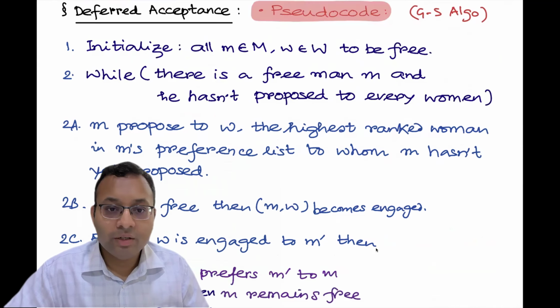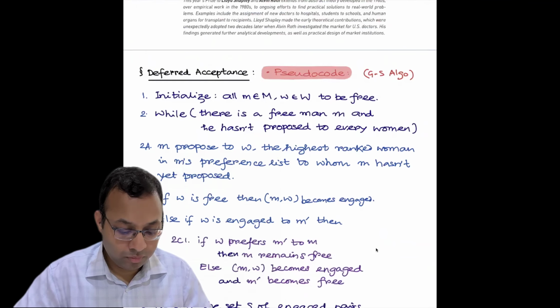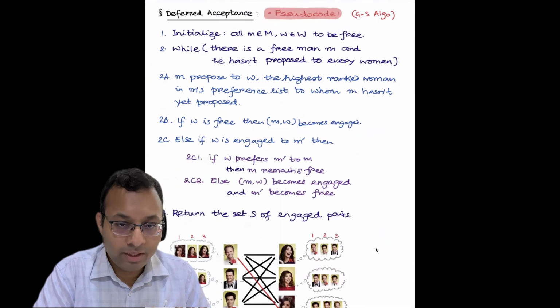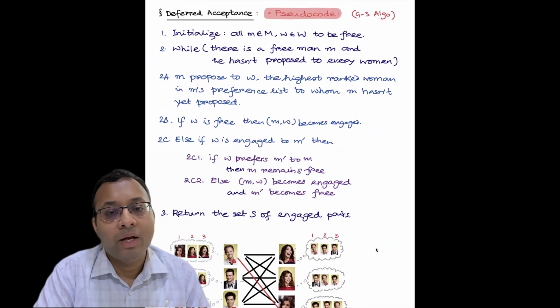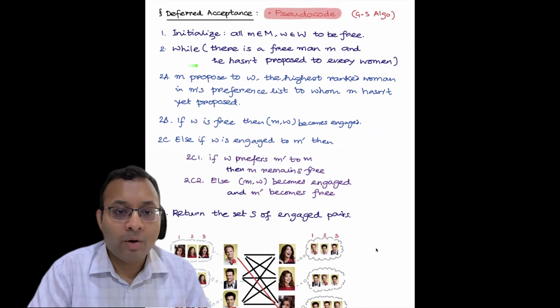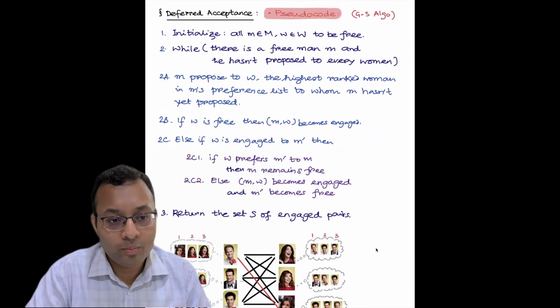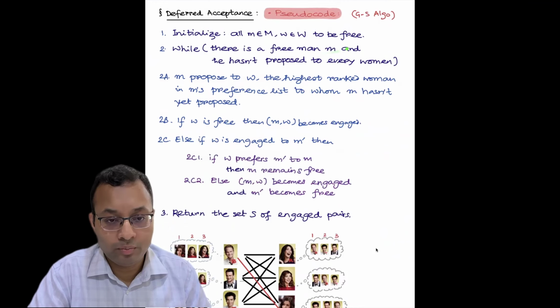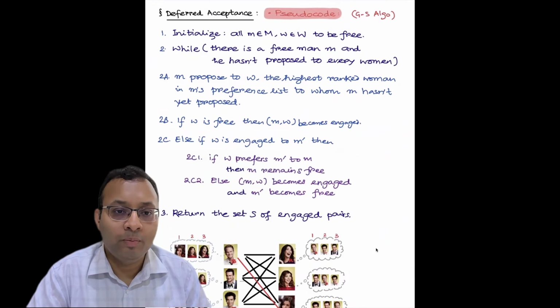Let us start with the algorithm. In the beginning, we initialize all men m in M and women w in W to be free. And then our goal is to match everyone. So there is a while loop. While there is a free man m who has not proposed to every woman, we'll run this loop. Now it's not clear if the loop is infinite or not, but as long as there is a free man, we will run this loop. And we have to prove that at the end, it will terminate.